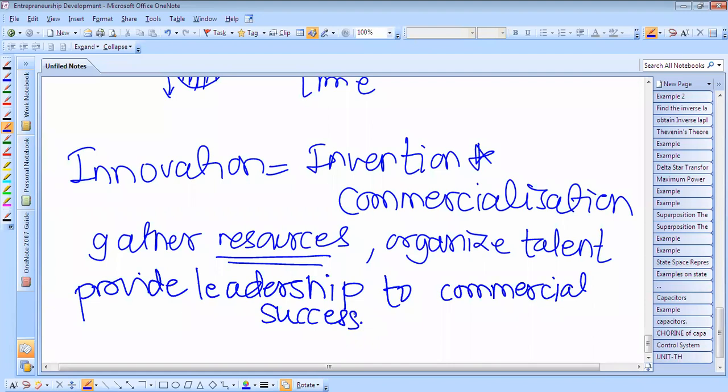According to Peter Drucker, who described the entrepreneurial role as one of gathering and using resources. What the entrepreneurs are doing is gathering the resources. Resources may be money, men, or material. They are gathering these resources and organizing talent. They use the talent and prepare their product, and they sell it in the market by providing the leadership to make it a commercial success.